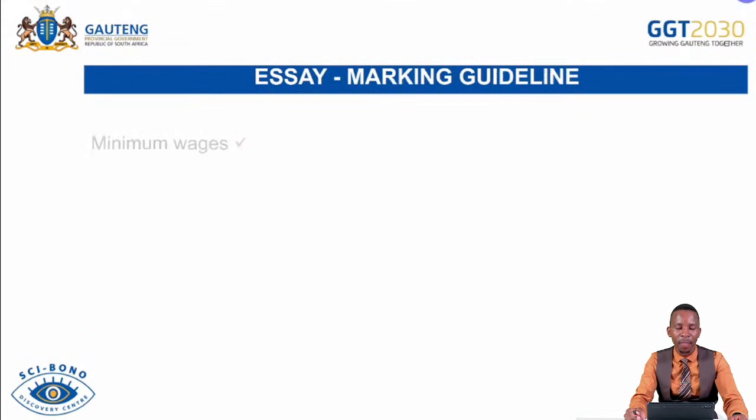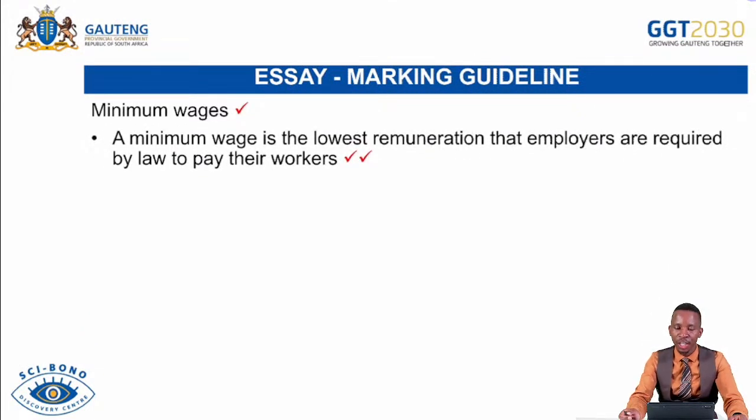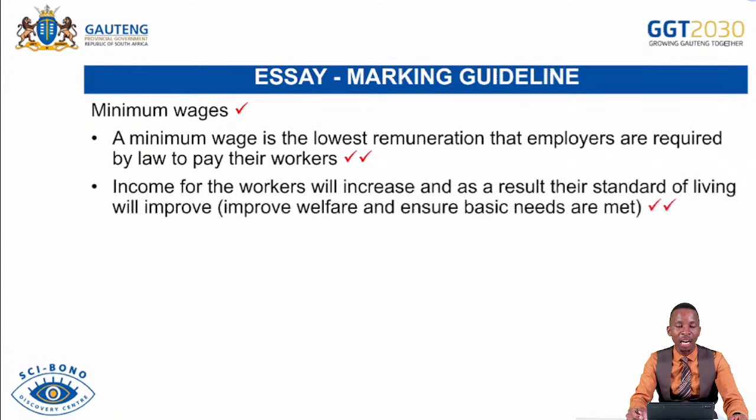Minimum wage law. So the minimum wage law is the lowest remuneration that employers are required by law to pay their workers, meaning they cannot pay anything below it, like I've said before. Income for workers will increase, and this will result in their standard of living being improved, which will improve social welfare, since they will be able to meet their basic needs in the economy.